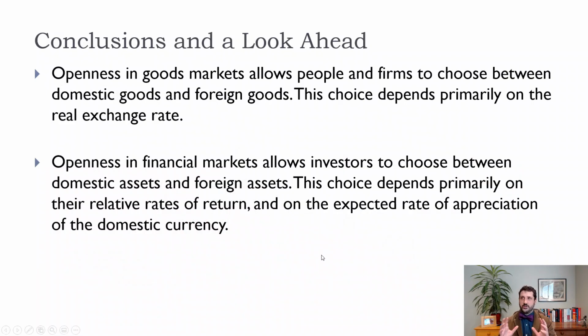So this is just the introductory chapter for moving from a closed economy to an open economy. When we have openness in goods markets, that allows more competition. There's more competition for goods and services. You can choose to buy an American car, a German car, a Japanese car, a Korean car, maybe soon a Chinese car. That's going to depend a lot on the real exchange rate, holding quality and everything else constant.